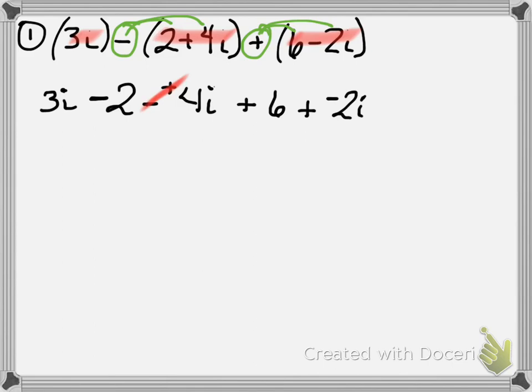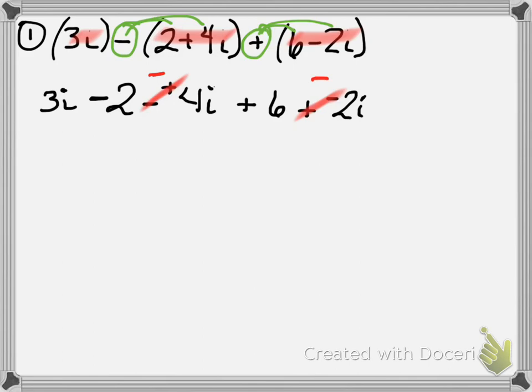So these two signs create what? A negative. What do these two signs create? Positive. A plus and a minus create a negative, just like a minus and a plus. So it's the opposite signs that create the negative. If they match, they create the positive.